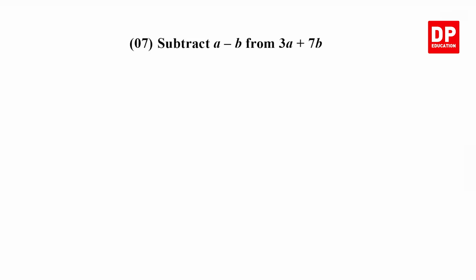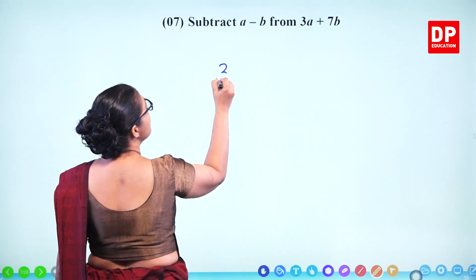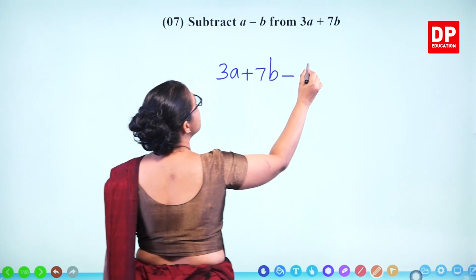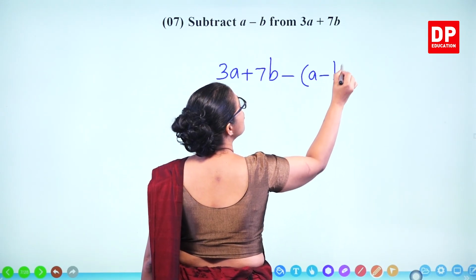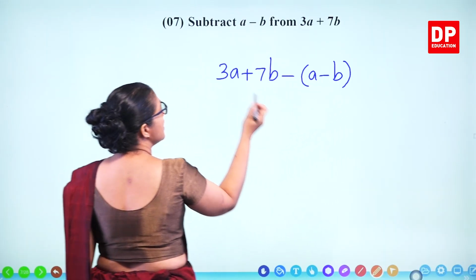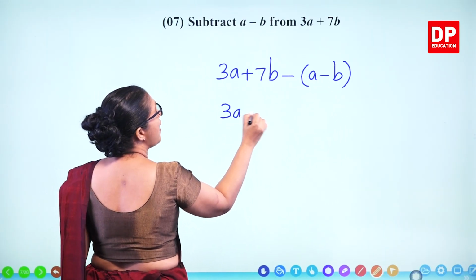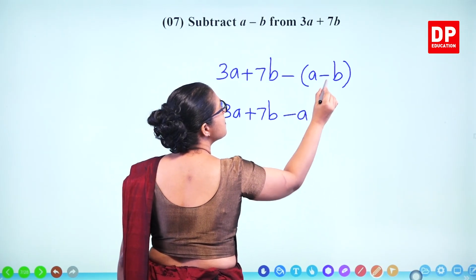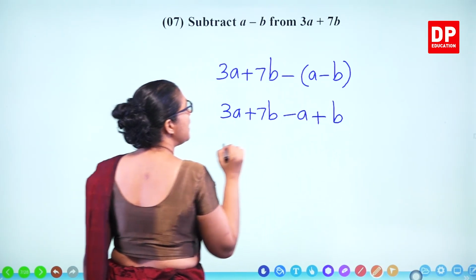Question number 7. Subtract A minus B from 3A plus 7B. So that's 3A plus 7B minus (A minus B). Make sure that you put brackets because this is one expression. What happens when you expand brackets? Minus A, minus minus becomes plus B.